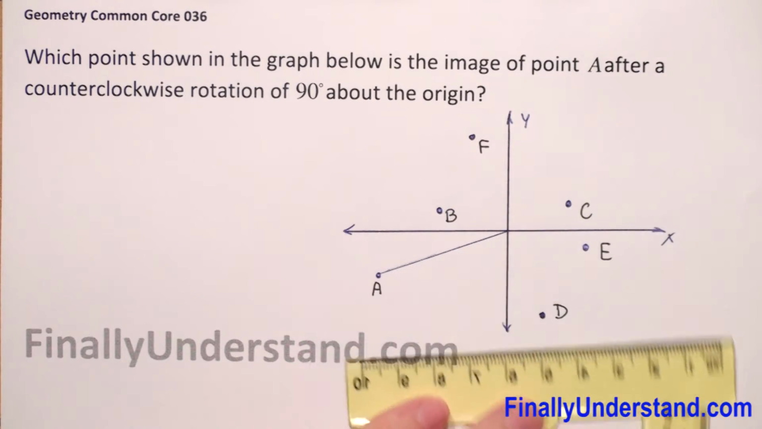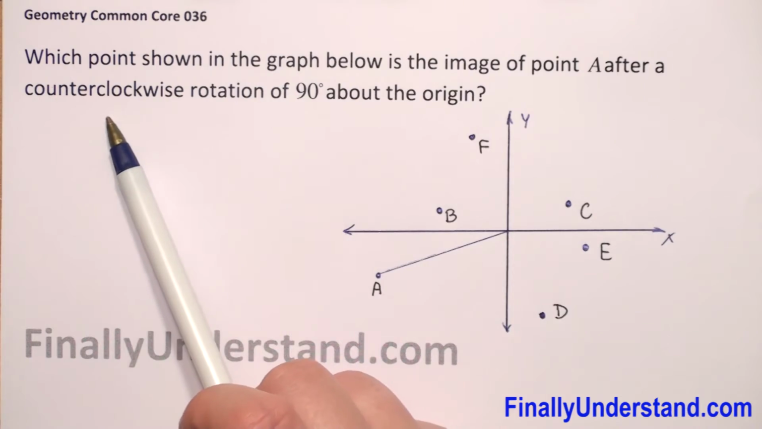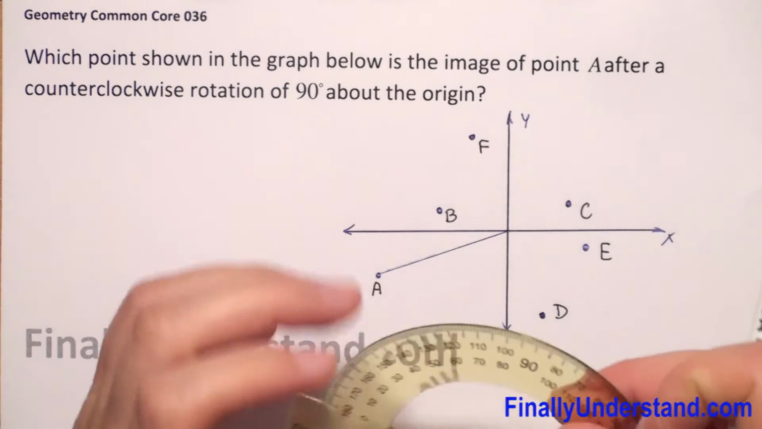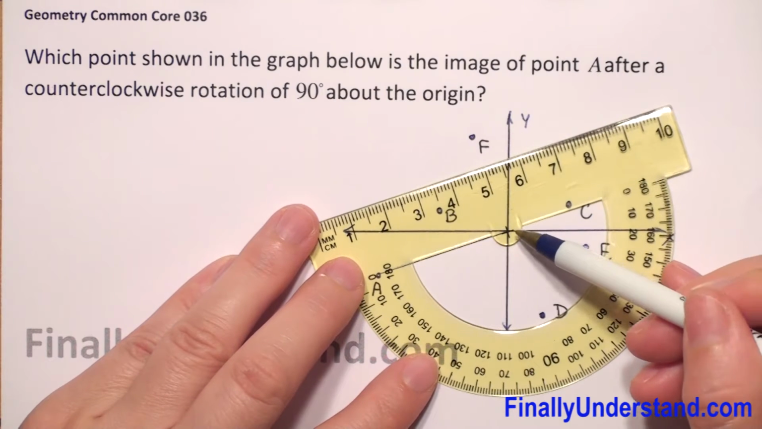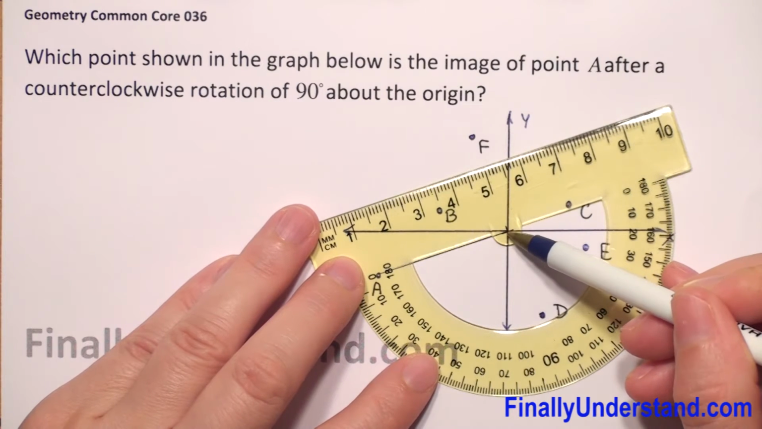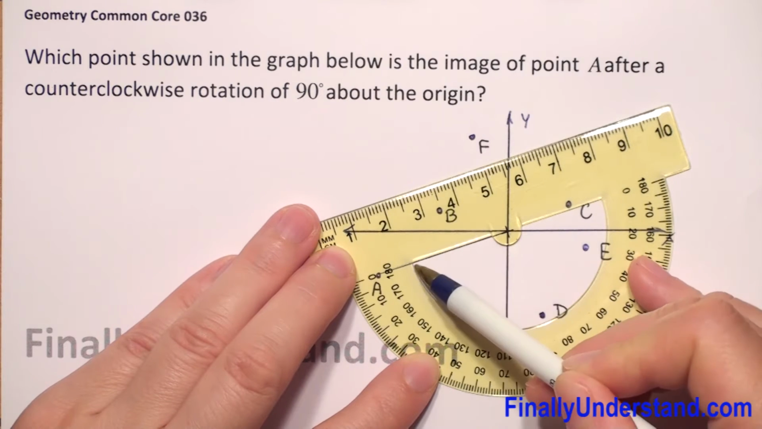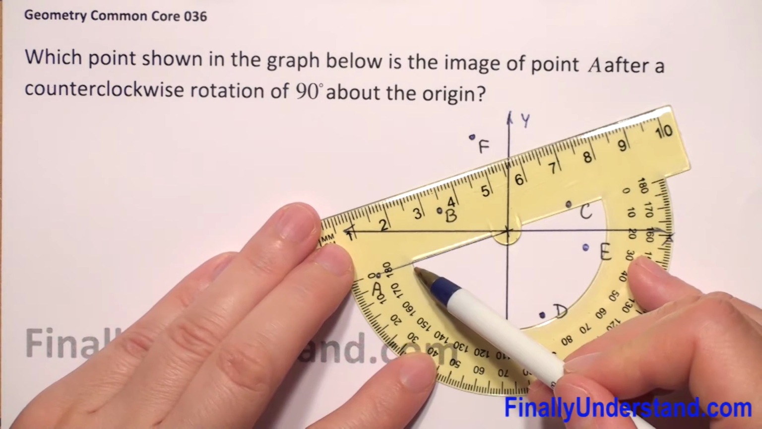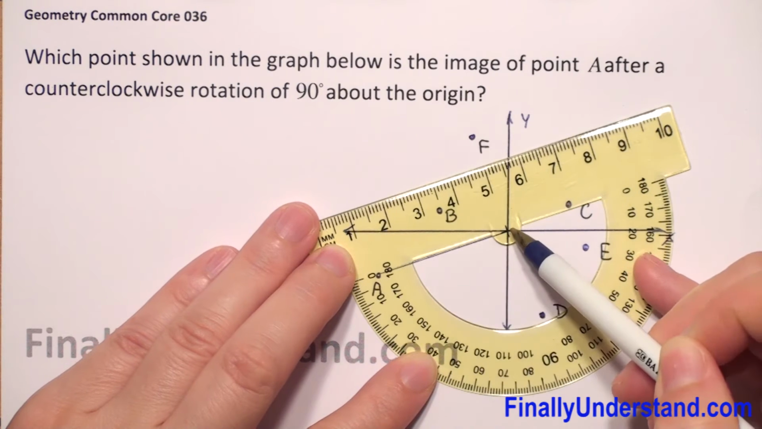So first we have to connect this point A with the origin. Next, we will use a protractor because we have a counterclockwise rotation. So we have to place our protractor in the origin. One side of our protractor must be on the line which connects point A with the origin.